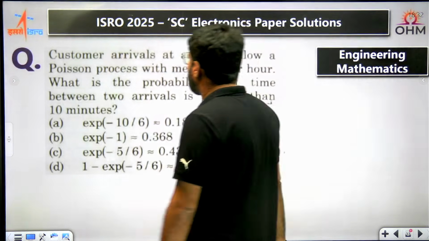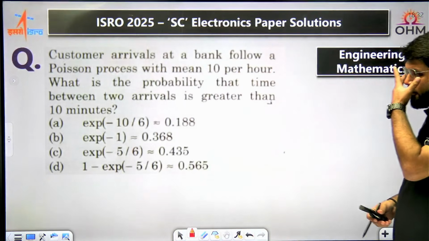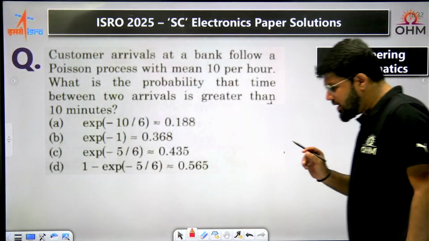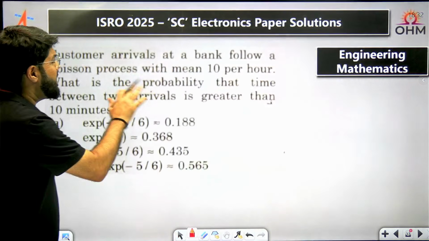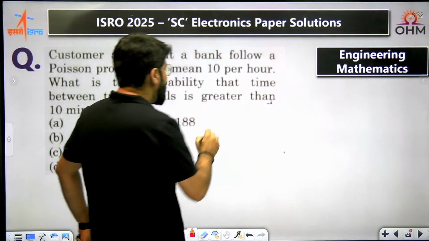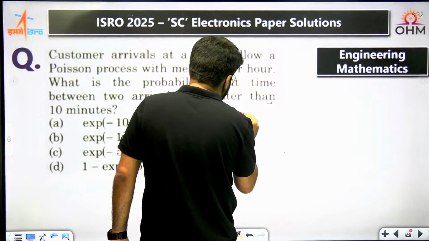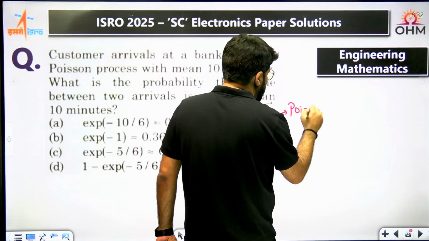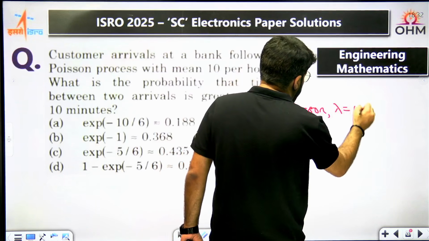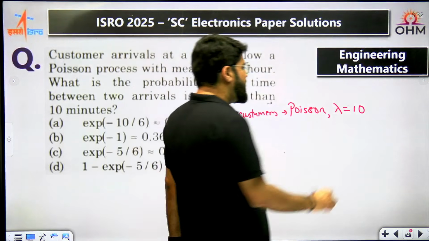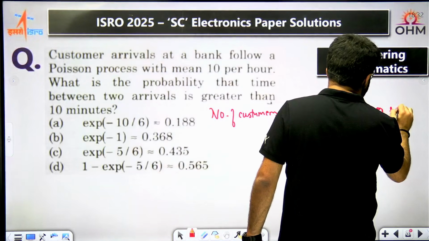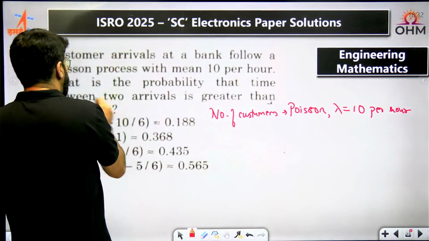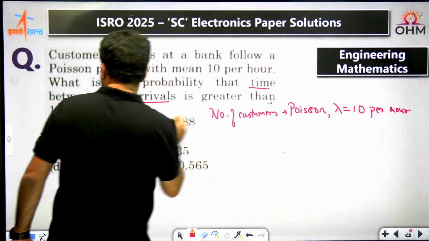Customer arrival at a bank follows a Poisson process with the mean 10 per hour. What is the probability that the time between two arrivals is greater than 10 minutes? Now see, the Poisson process has mean 10 per hour, the number of customers. If I talk about the number of customers, this follows Poisson, having a lambda of 10 per hour. And the question is not on the number of customers, the question is on the time between two arrivals. What is the probability that the time between two arrivals is greater than 10 minutes?